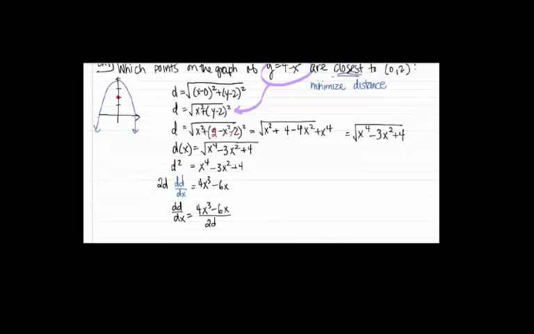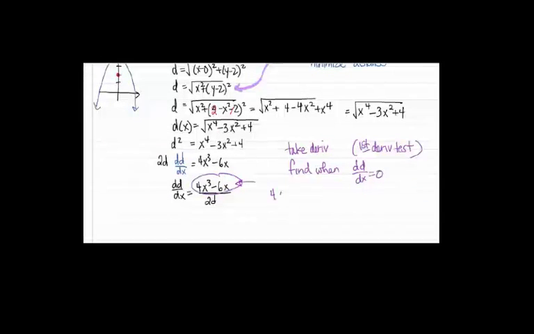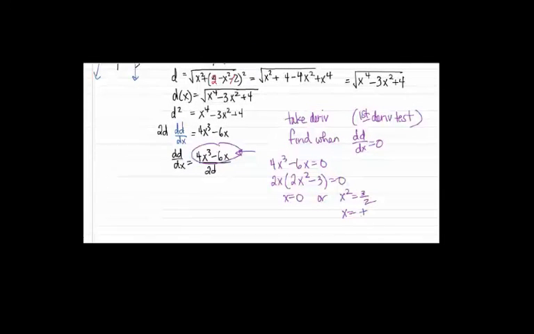When you are trying to calculate the maximum or minimum, that means we want to take the derivative like we just did here, which is the first derivative test, and we basically want to find when that first derivative is set equal to 0. 4x cubed minus 6x is equal to 0. Factor out a 2x, I'm left with 2x squared minus 3. So x equals 0, or x squared equals 3 halves, or x equals plus or minus radical 3 over 2. So these 3 things that I just found are my critical points.